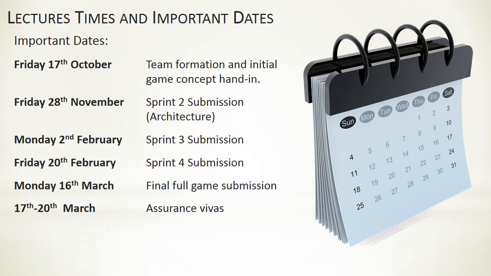And then finally, some important dates. There's a hand-in in October, end of week 3, where we give details of your team and an outline of the initial game that you want to develop. And then a very few other ones as we go through the first into the second semester. And Monday, 16th of March will be your full game submission. And then for the rest of that week, we'll be doing some Vivas, but we'll talk a little bit more about that as we go through the module.